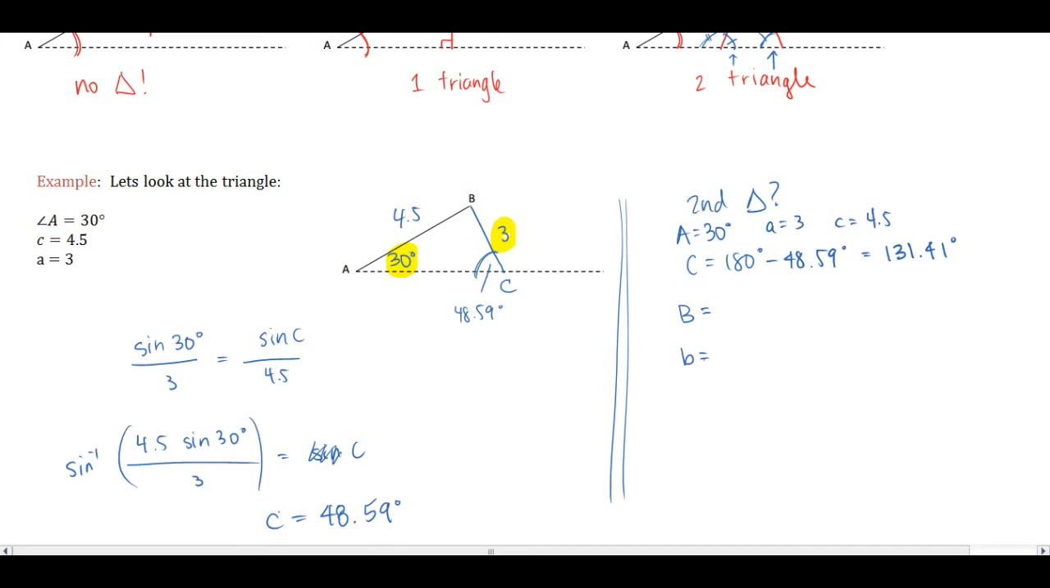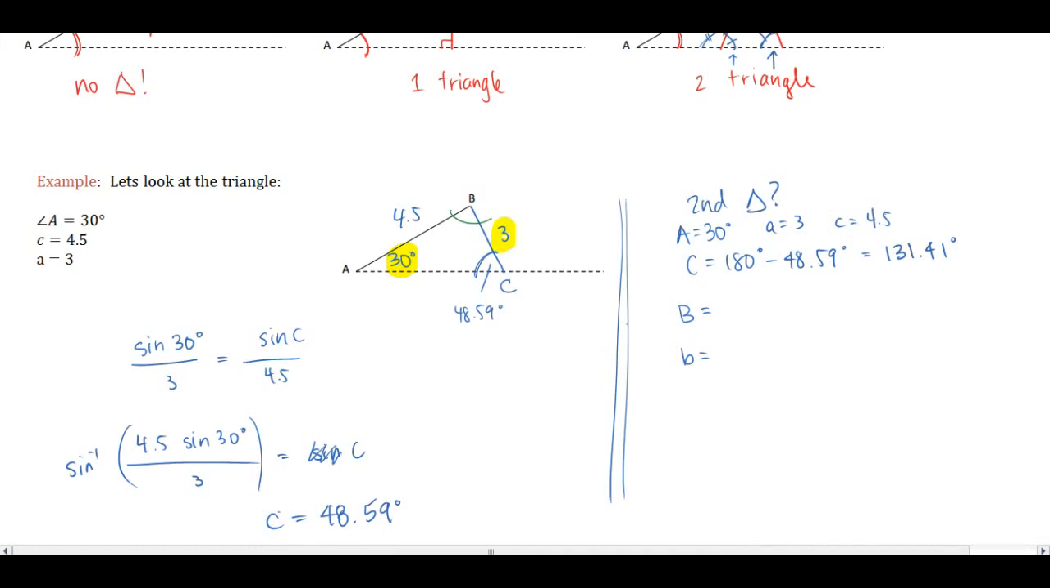Now remember, this is only if you are given angle side side. It's not in any other case. They have to be in that order. If somebody gives you side angle side, you don't care about that second solution. You only care about that first solution, and you're done. You don't even have to think about it. It's angle, side, side that is the big pain in the neck.